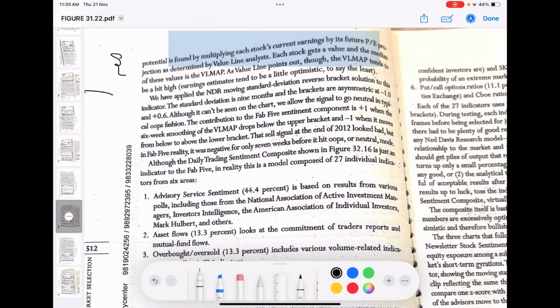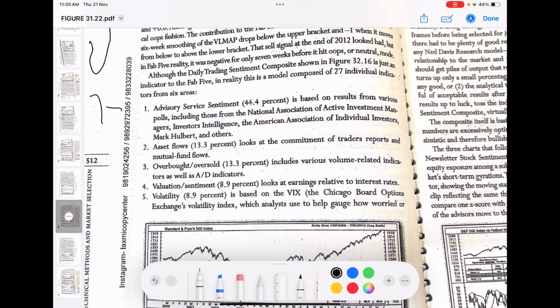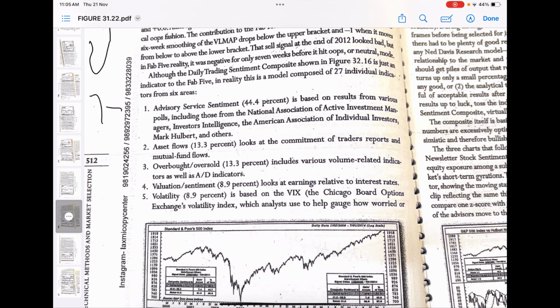So whenever it drops below the upper bracket, you give it a +1, and whenever it moves from below to above the lower bracket, you give it a -1. The sell signal looked bad. Okay, so that is what it is. Whenever it goes from above to below, you give it a +1, and whenever it goes from below to above, you get a -1. That's it about the Value Line indicator.